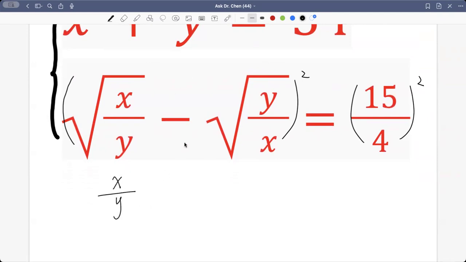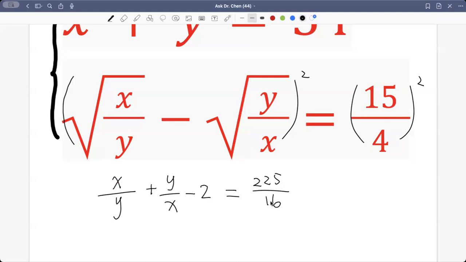Then when we square this negative term, we get a plus y divided by x. Then the middle term is negative 2 times the first one times the second one. Well, the first one and the second one are multiplicative inverses, so when we multiply, we get 1. So that's it. When we square the left-hand side, we get these three terms. For the right-hand side, 15 squared is 225.